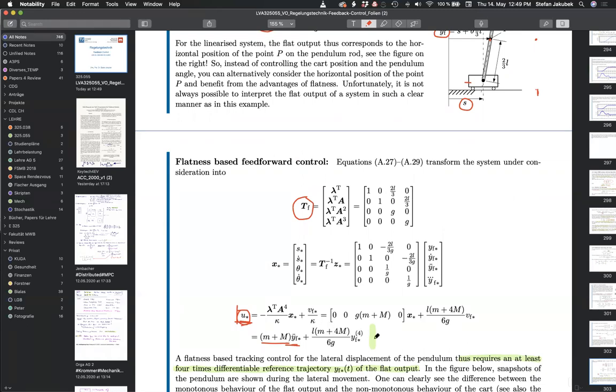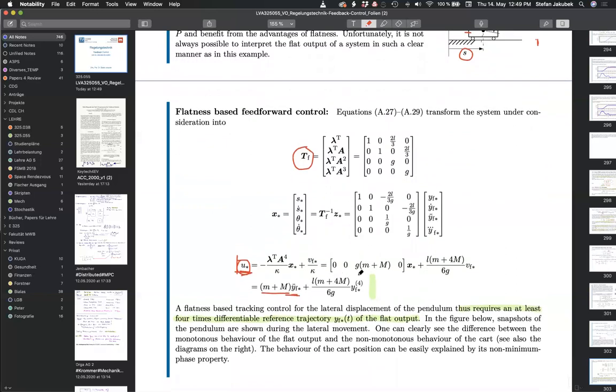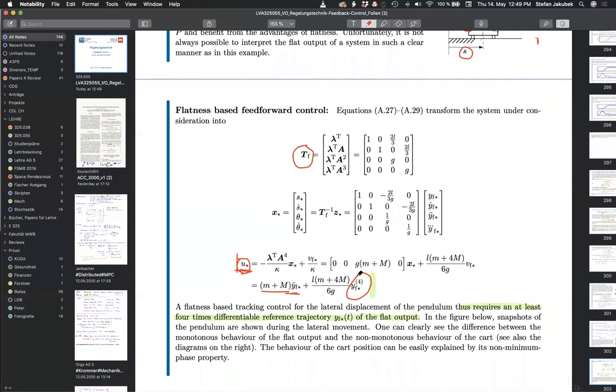we have to take care for this rod not to tilt over in some way. And this is the second part. So it's the fourth derivative. This is not so straightforward anymore. It's just the fourth derivative of the output times this expression here. Okay. So obviously you need to have the fourth derivative and the second derivative. So you have to know them in order to be able to compute this feed-forward control law.